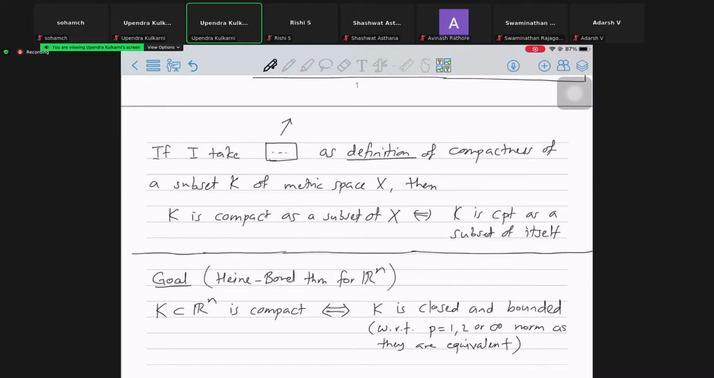Okay, so later on, of course, we can replace this with any P, because we will show, in fact, using the Heine-Borel theorem, that all norms on Rn are equivalent to each other.